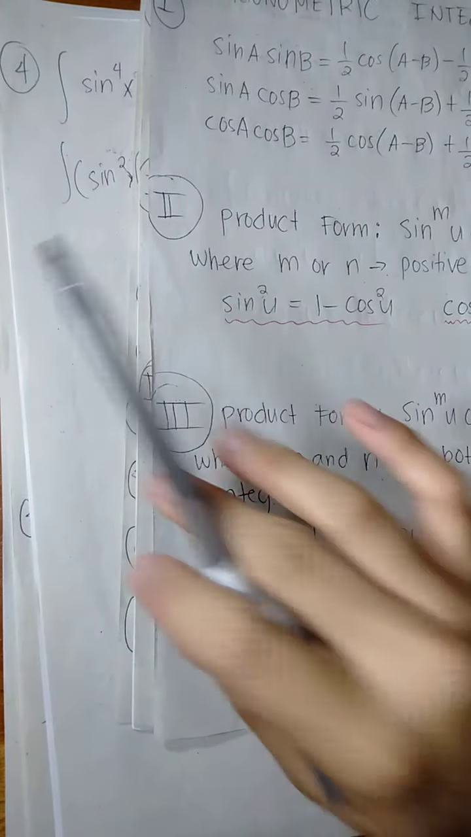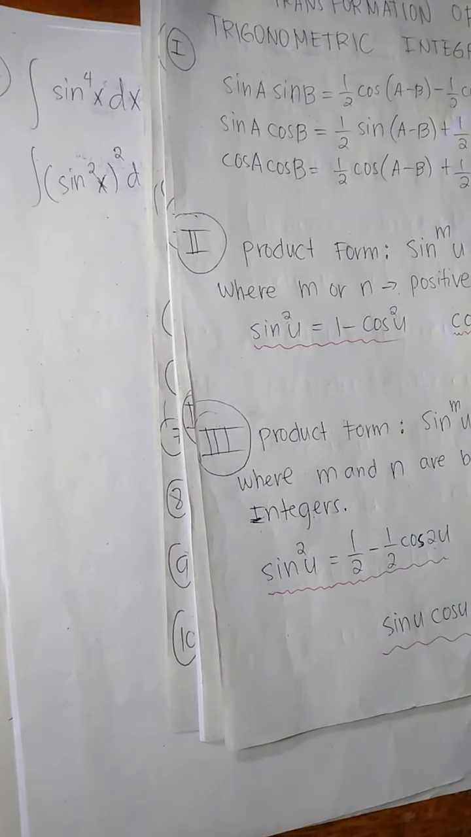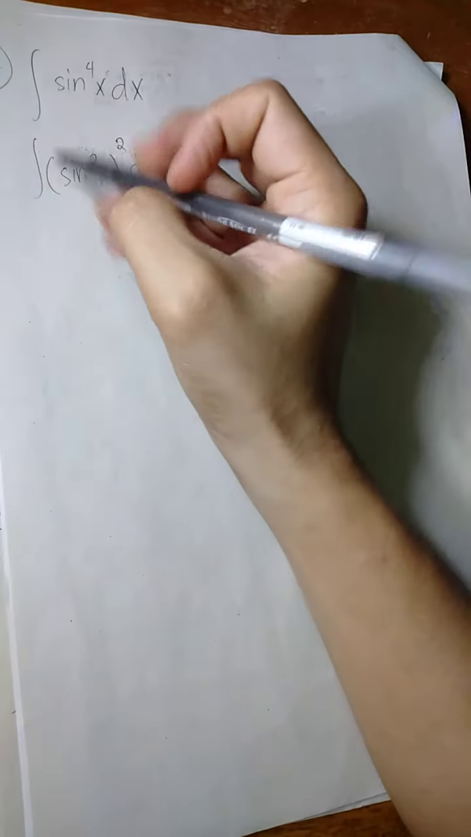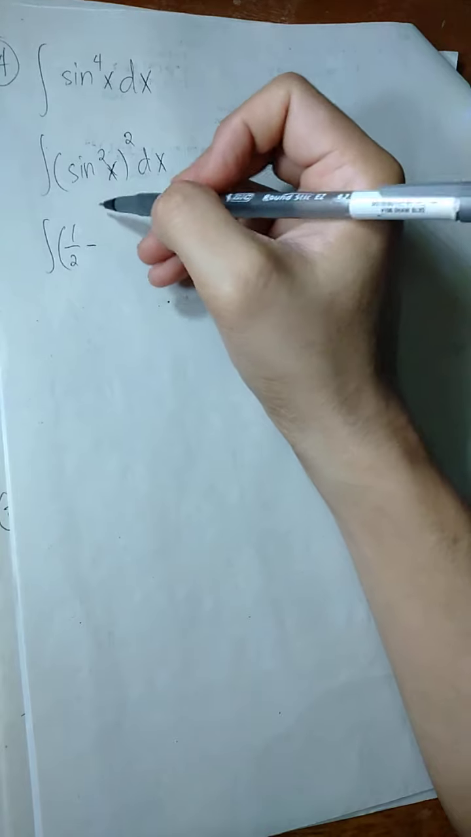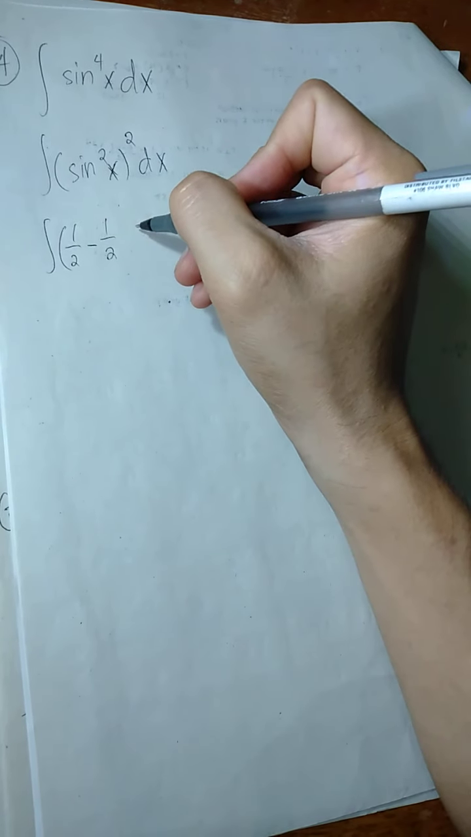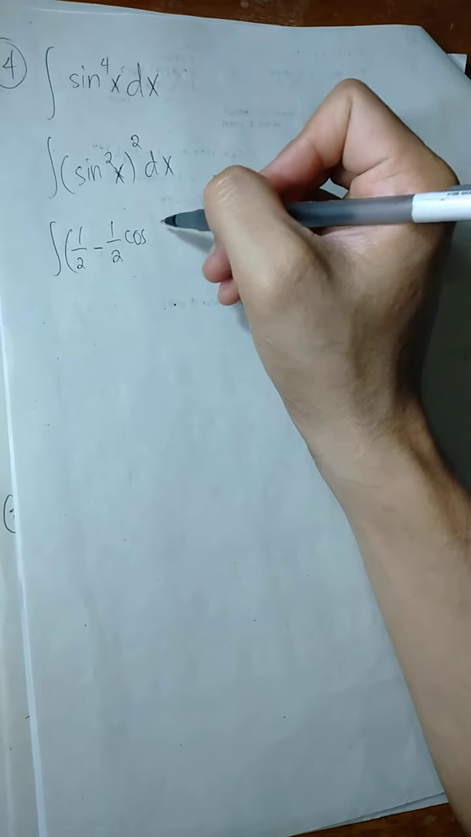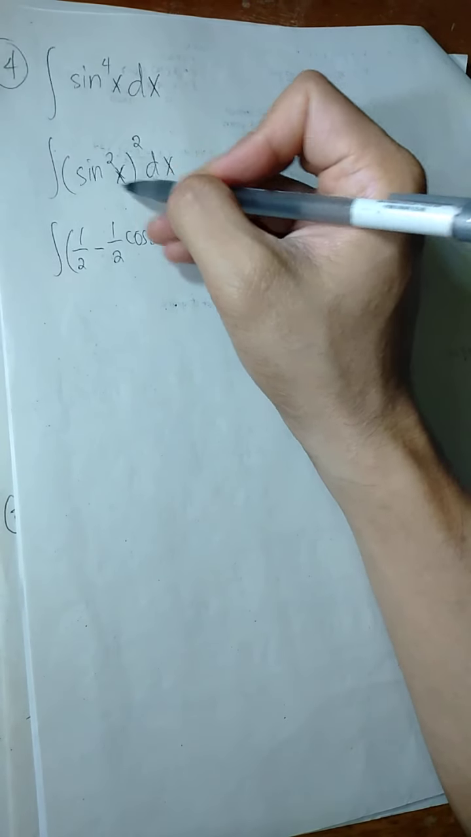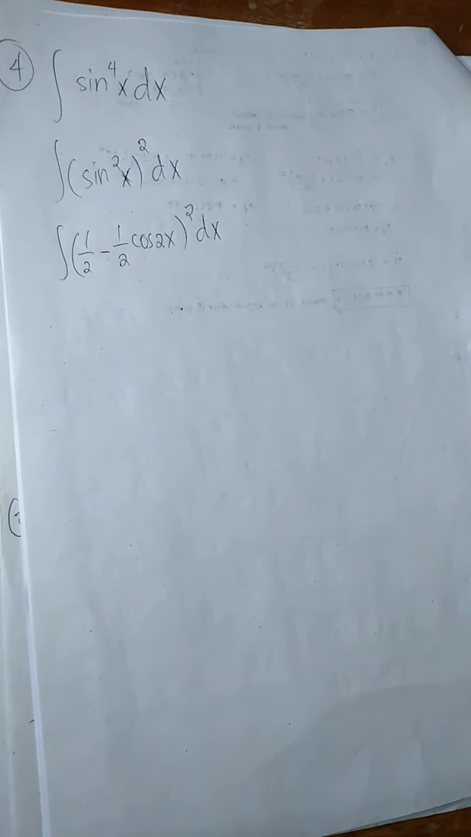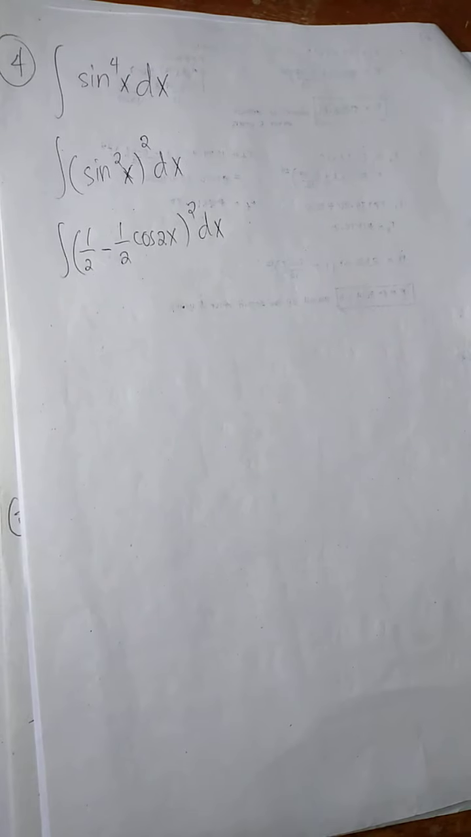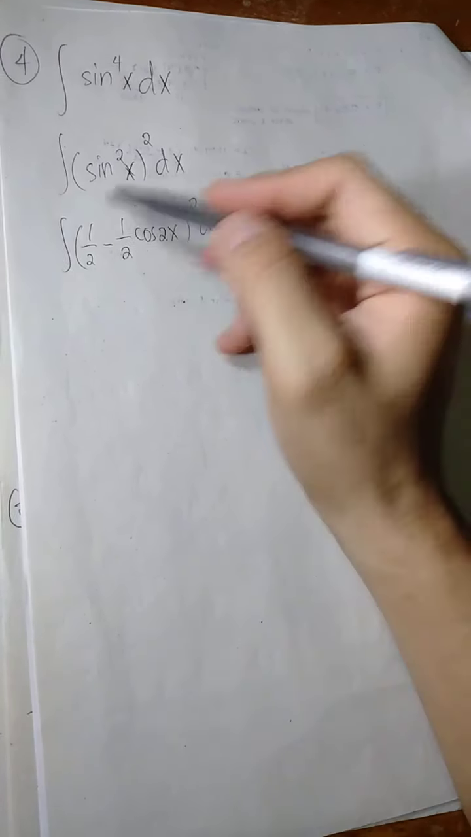So papalitan natin yung sine squared x nitong transformation na to. So it becomes integral of 1 half minus 1 half cosine 2x. So since 2 yun, yung u papalitan natin ng x, so 2x squared dx. Okay, so yun yung ating magiging transformation now. Then sunod natin, we expand. So binomial yan, so expand natin siya.